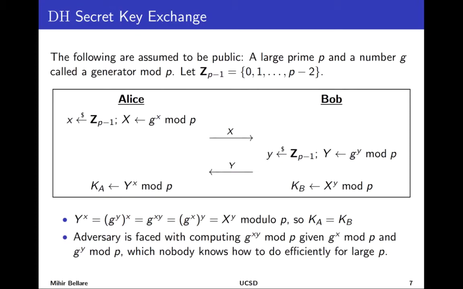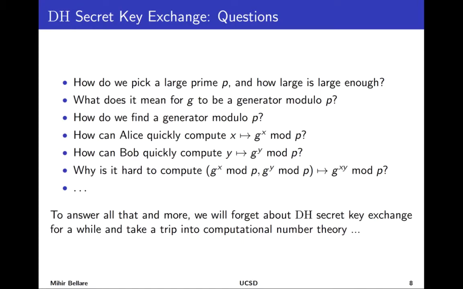Now, that description leaves a lot of things not understood or unaddressed. Some of those include these. How do we get these large primes? If I tell you to get some prime, it's easy enough. 5 is a prime. But we want primes that are hundreds to thousands of bits long. And how do you even find them? How large is large enough? Why are we asking it to be large? What does it mean for g to be a generator modulo p? What's the definition of that? Once we have a definition, how do we find g's that have that property?